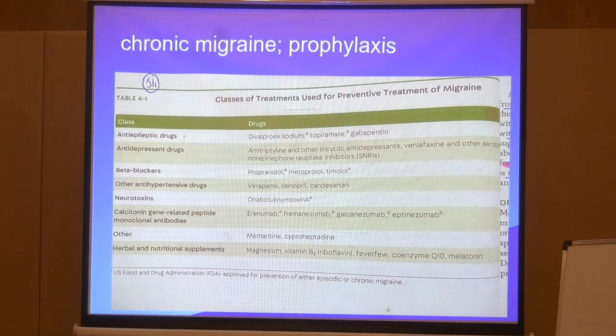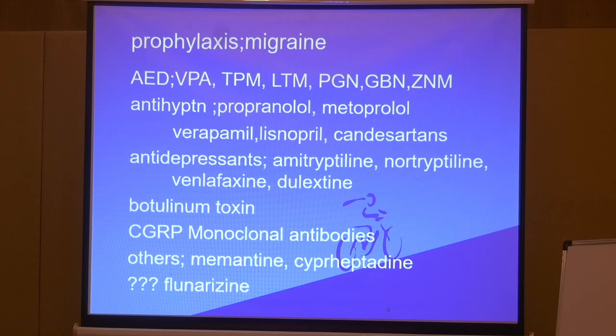Now, which are the drugs you will use for prophylaxis? The list is long. The anti-epileptics are there. The antidepressants are there. The beta blockers are there. And antihypertensives are there. The new drug on the block is these monoclonal antibodies, CGRP monoclonal antibodies. I'll talk a bit about them. They are available in the market. And now the last drug is the botulinum toxin. So these two are the drugs which are now the darling of pharma people. I'll tell you why. But first let us go to the drugs. In anti-epileptics, the most recommended drugs are valproic acid and topiramate.